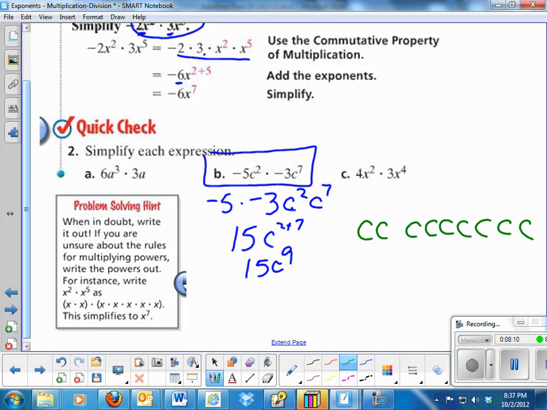1, 2, 3, 4, 5, 6, 2, 3, 4, 5, 6, 7, 8, 9. I have 9 c's, and that's what I wound up with here. So when in doubt, write it out. Notice that all of these c's simplify to c to the 9th power.